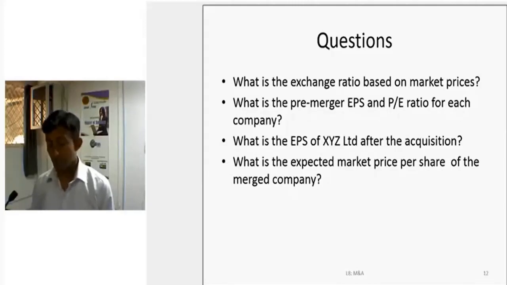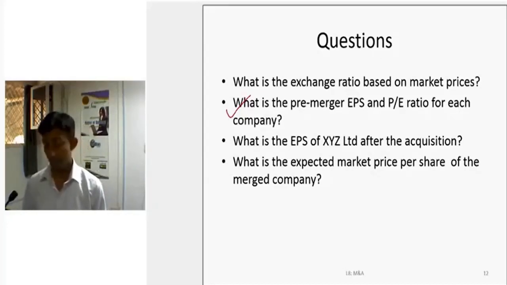What does pre-merger mean? Before the merger, earnings per share of the two companies and the PE ratio of the two companies, which we have already done. So we have attempted the second one. And the third question is, what is the earnings per share of XYZ after the acquisition? So we need to calculate that. And also, what is the expected market price per share of the merged company, the new share price? So how are we going to resolve these questions?